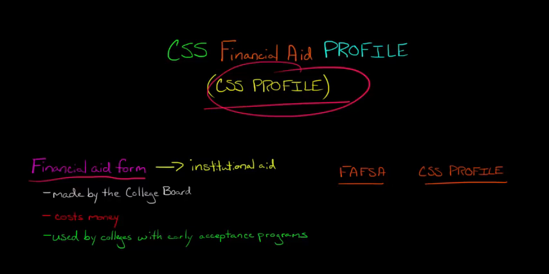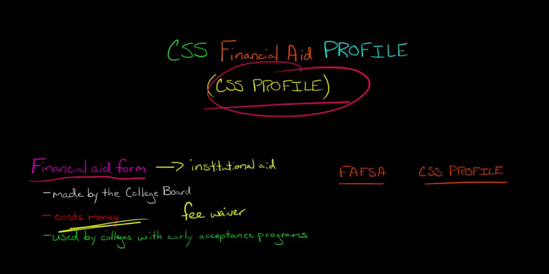Now, the CSS Profile is made by the College Board, which is a private nonprofit that also makes the SAT. Unfortunately, it costs money in order to submit the CSS Profile to schools. However, there are fee waivers that are available to students with low income.